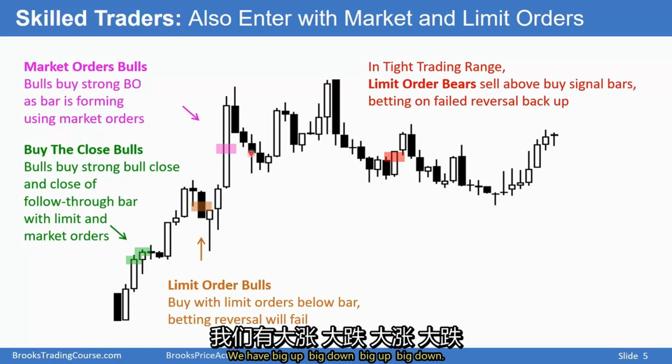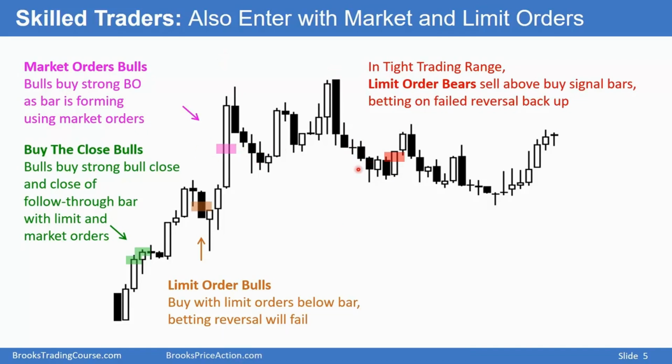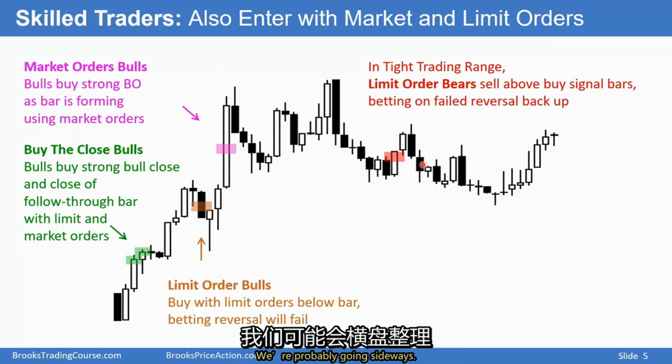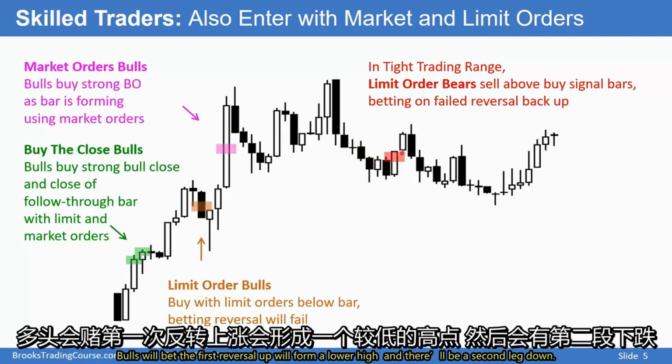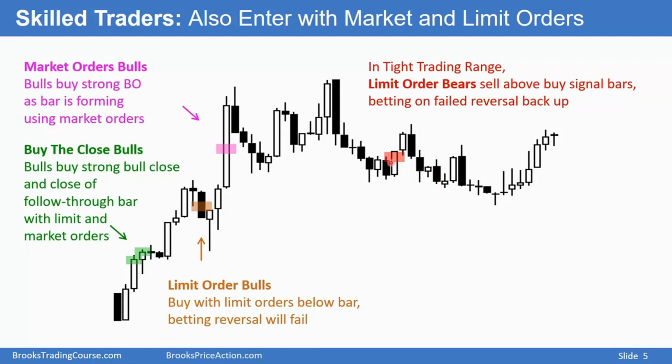The bars are starting to get small. We have big up, big down, big up, big down. We're probably going sideways. Expert traders will start selling above bars. After 5 bars down, 4 of them bear bars, bulls will bet the first reversal up will form a lower high and there'll be a second leg down.